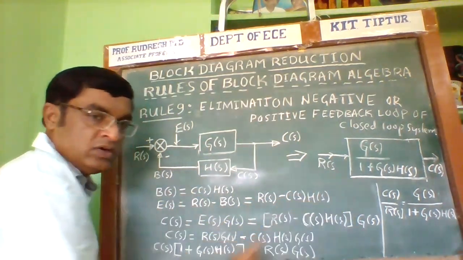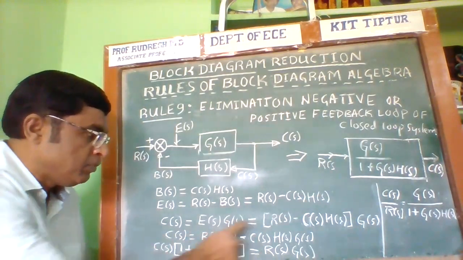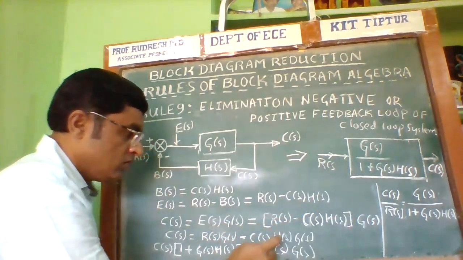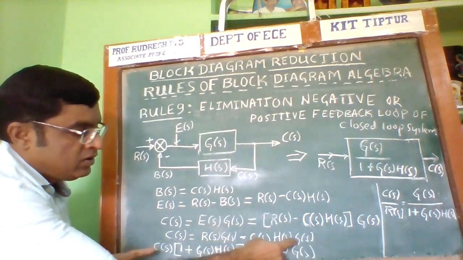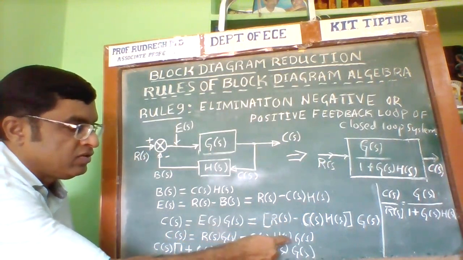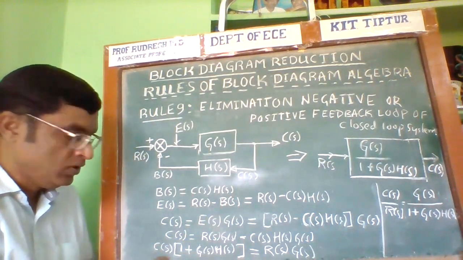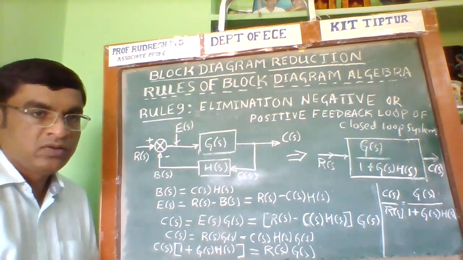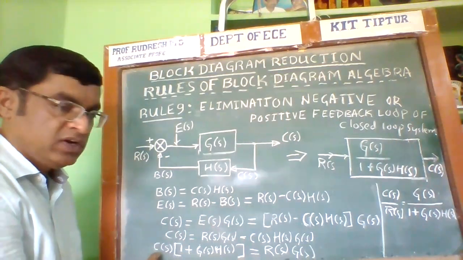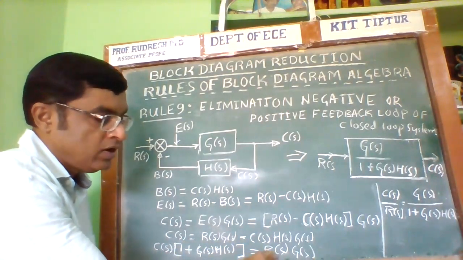This is what I have written now. Similarly, here if I multiply G of S into R of S, this is the quantity C of S into H of S into G of S. If I take this term on the left hand side, we get C of S plus C of S H of S into G of S. In that term I have taken C of S outside, therefore 1 plus G of S into H of S is the term after taking C of S outside. Now on the right hand side, R of S into G of S.